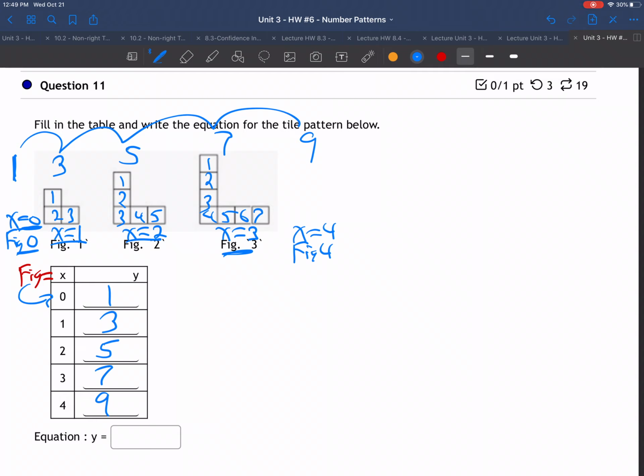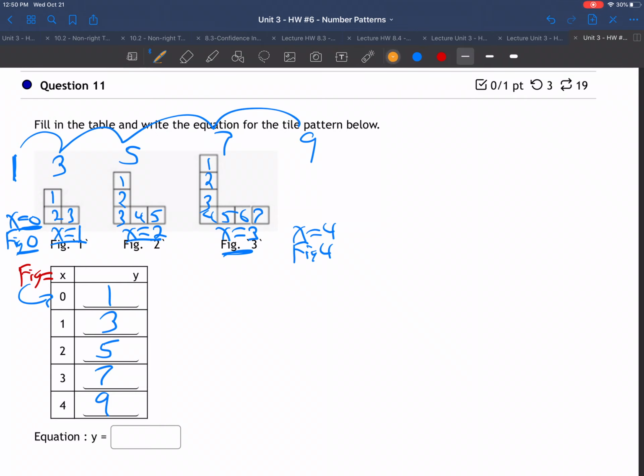Okay, but now the trickier part, the harder part, is writing the equation. What's the connection specifically between x and y? They want y equals what? They want some kind of equation, formula, that connects x and y. How do you do that kind of thing? How do you come up with that kind of thing?